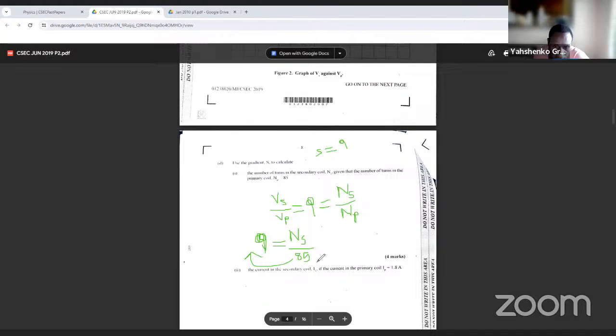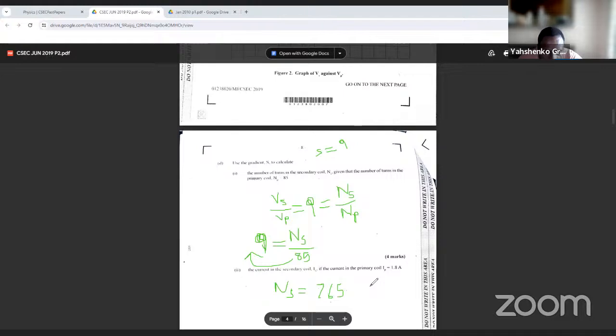So, and NS is equal to 765 turns. All right? So 765 turns for NS. All right, and that's how we work that out.